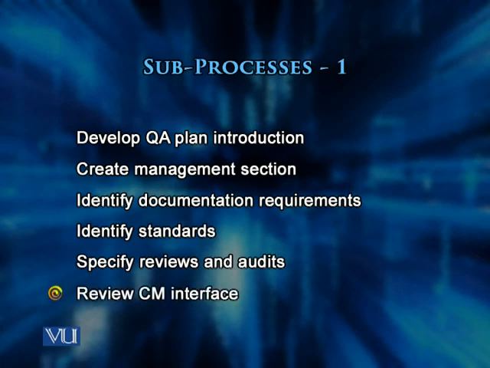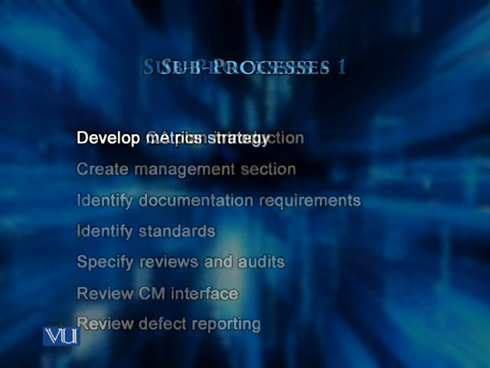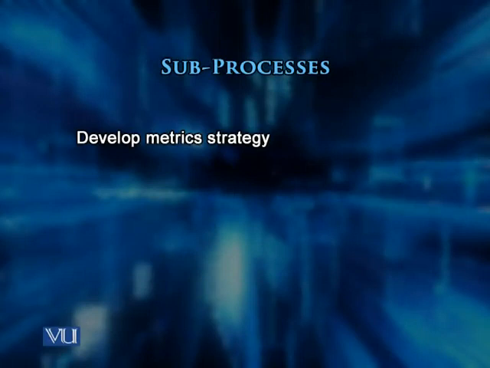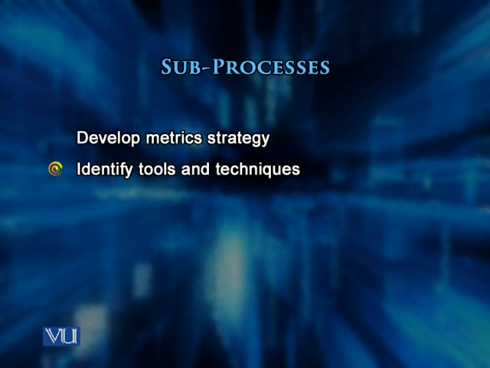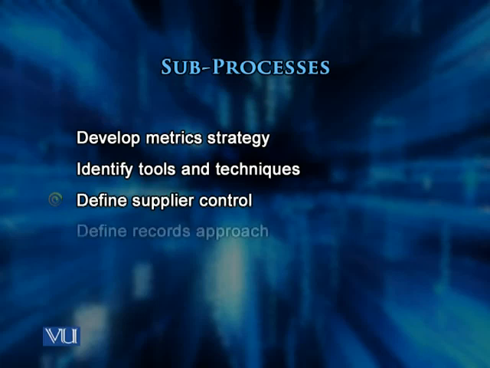6 is review configuration management interface, or CM interface. 7 is review defect reporting. 8 is develop metrics strategy. Then we have identify tools and techniques, define supplier control, and the 11th is define records approach. These 11 make up the 11 sections in the SQA plan.